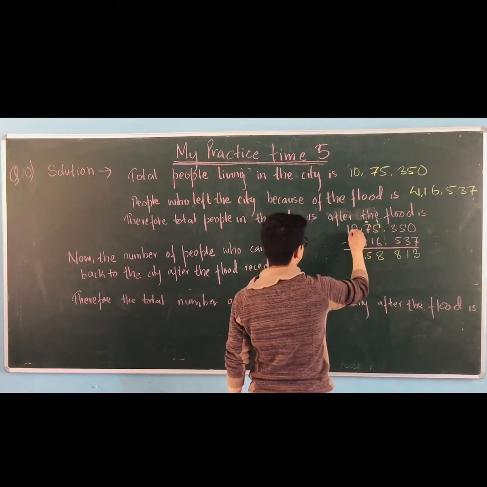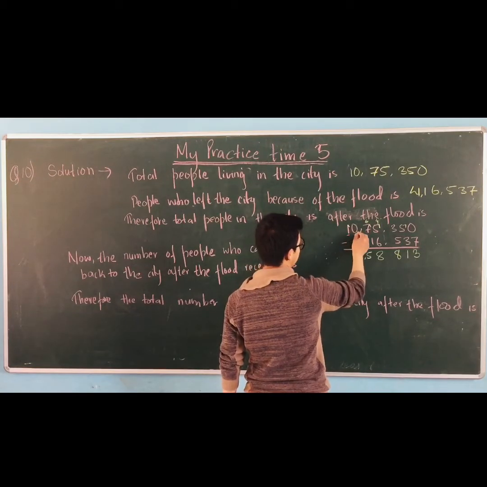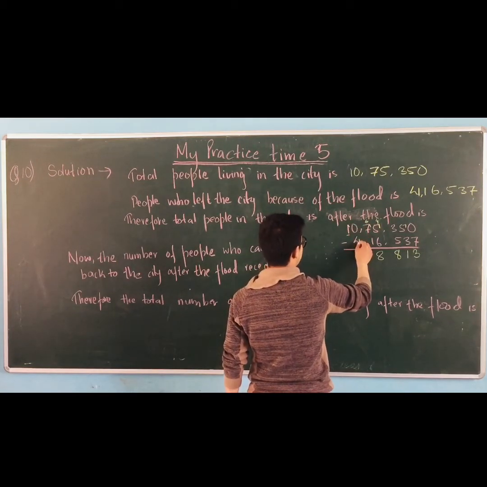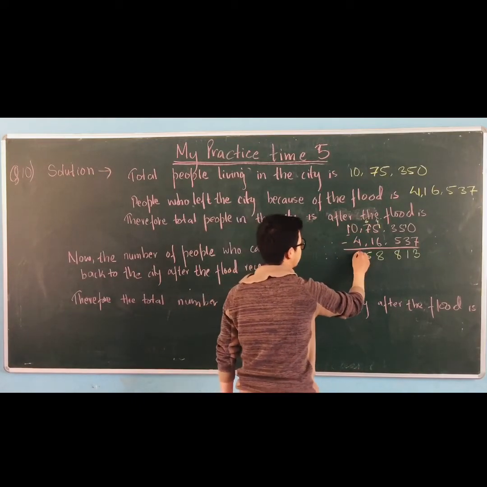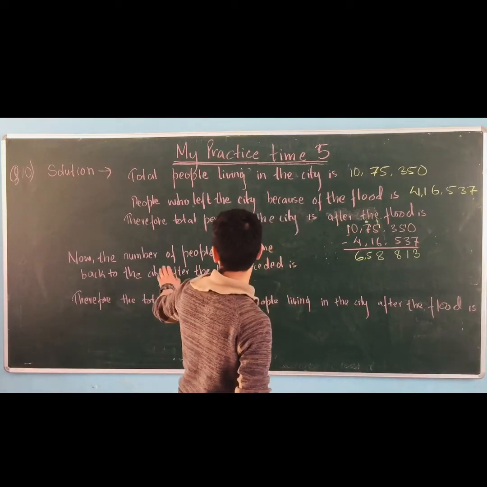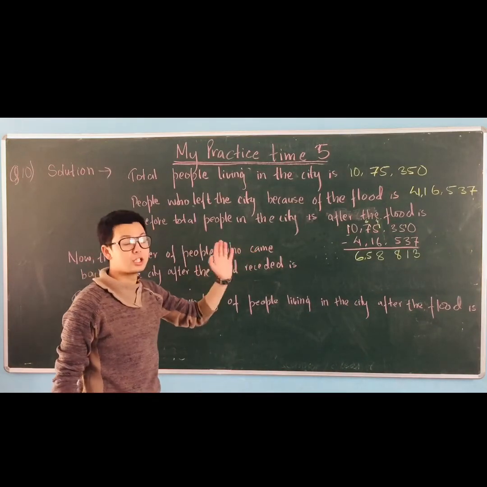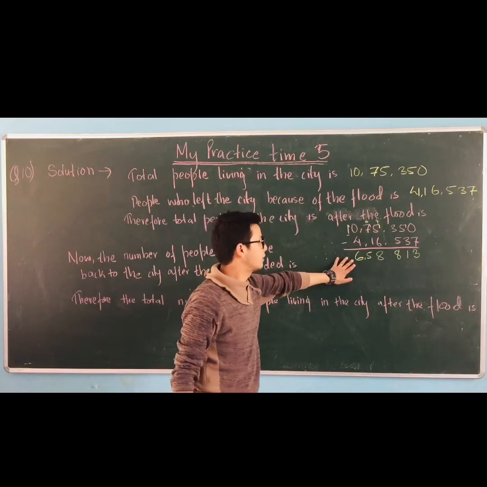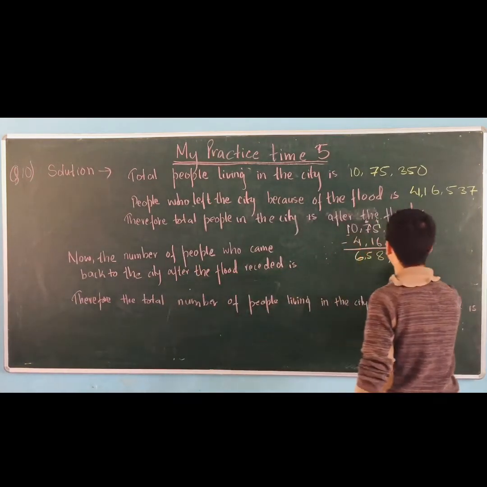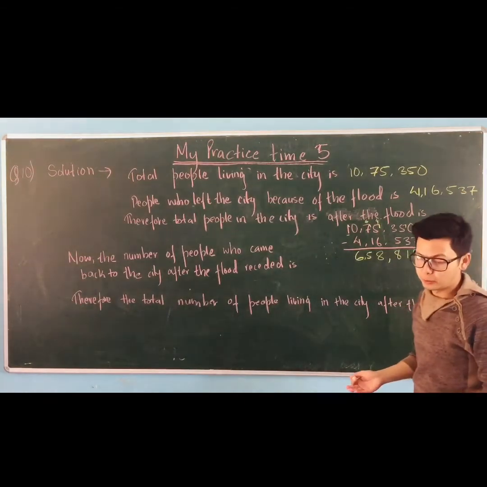And I borrow 1 from this digit. Okay, so this becomes 10. Since 0 is less than 4, I subtract it. So 10 minus 4 is 6. Therefore, the total number of people present in the city after the flood is 6,58,830. Okay, now let's come to the next part of the question.